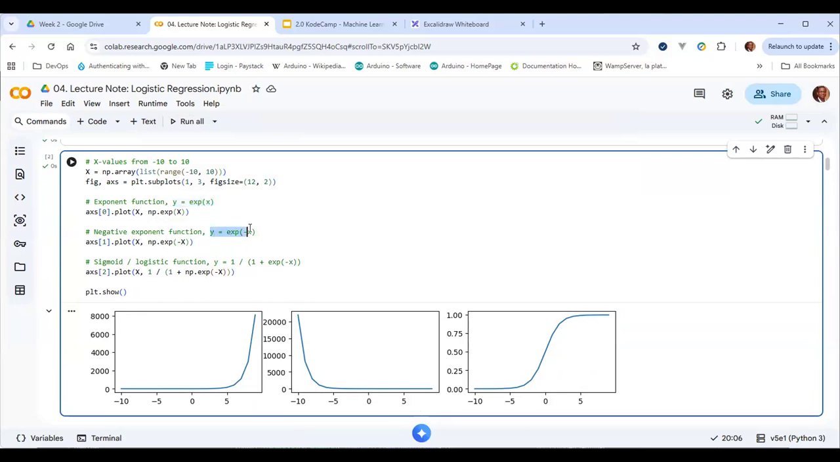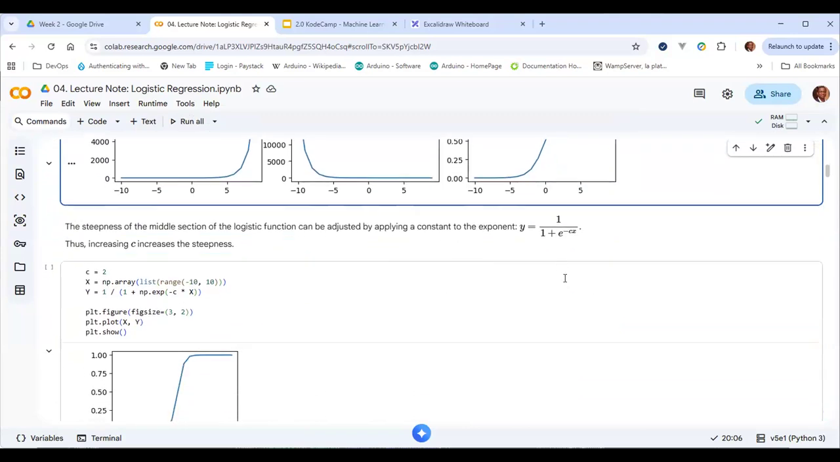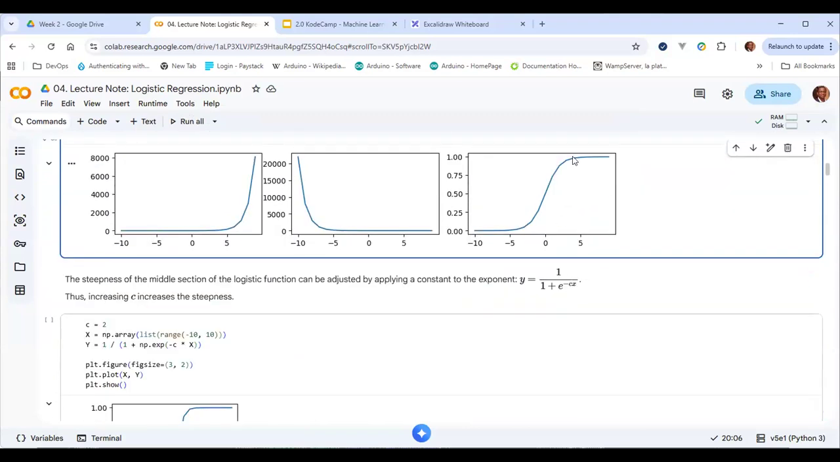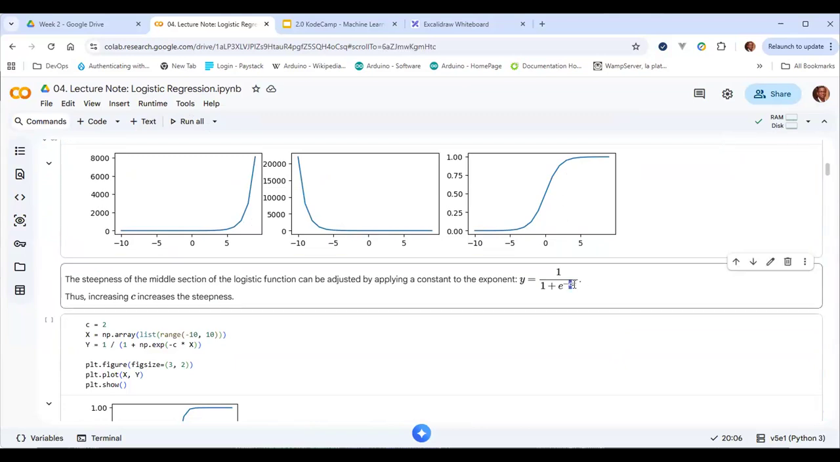So that's e to the minus x, that gives us this. And then we do the sigmoid, which is flipping it: taking a reciprocal, adding, and taking a reciprocal. So the sigma gives you this, which I had already shown. And the steepness of this middle section, you can control by adding a constant to the z. And that constant is this c.